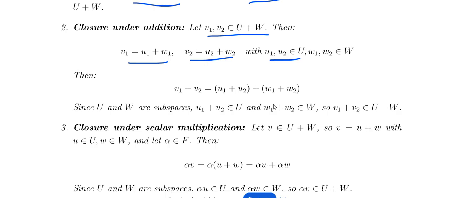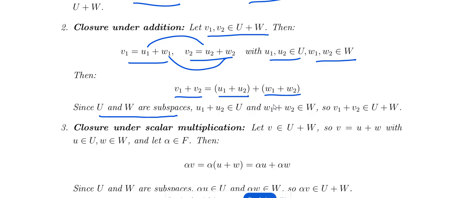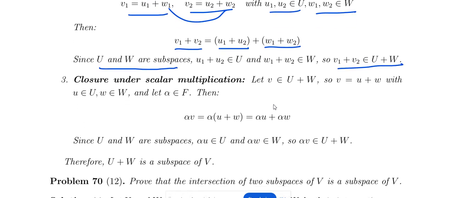u1 and u2 are in U, and w1 and w2 are in W. So when you find v1 plus v2, we can group u1 plus u2, and adding the other two gives w1 plus w2. U and W are subspaces, so u1 plus u2 belongs to U, and w1 plus w2 belongs to W. So v1 plus v2 obviously belongs to U plus W. Very simple one.